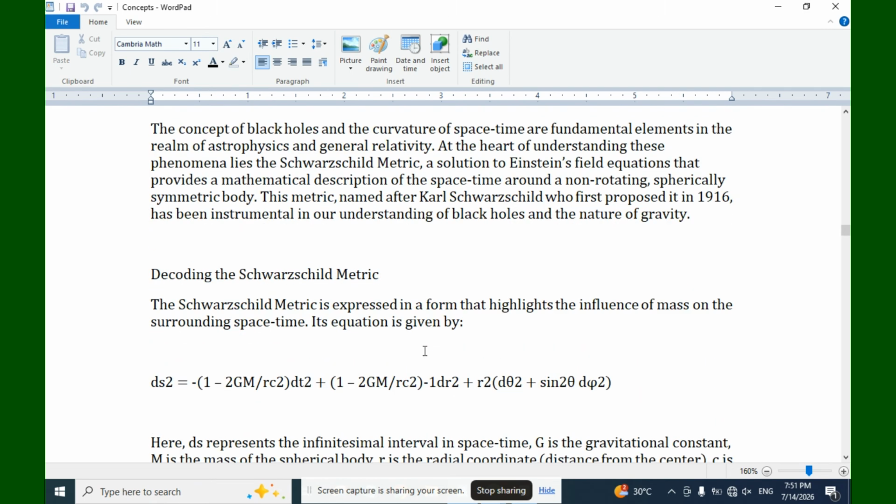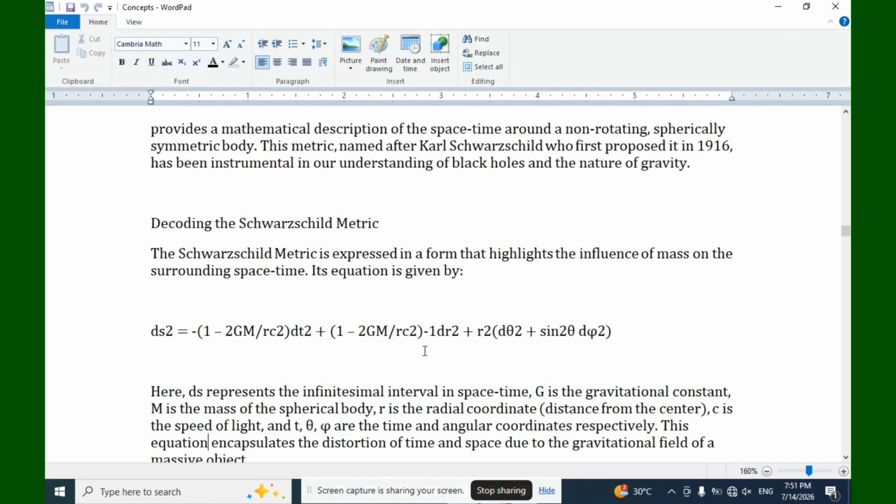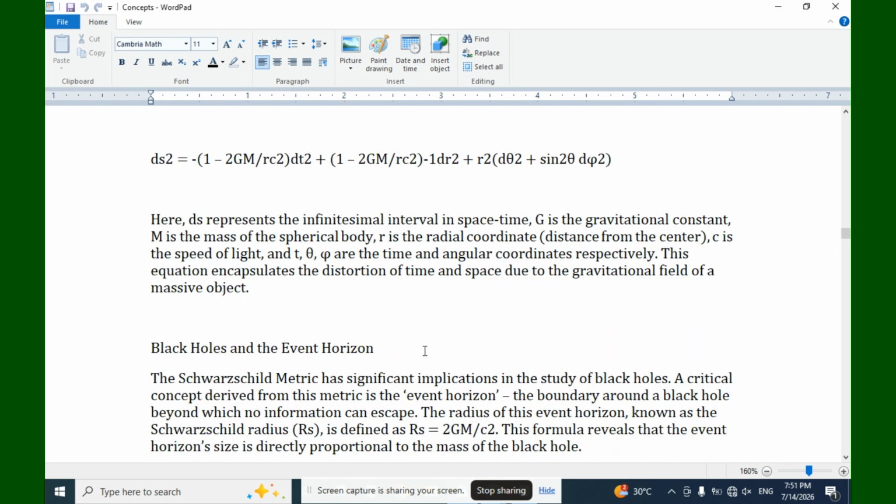Decoding the Schwarzschild metric. The Schwarzschild metric is expressed in a form that highlights the influence of mass on the surrounding spacetime. Each equation is given by these equations here. They represent the infinitesimal interval in spacetime.